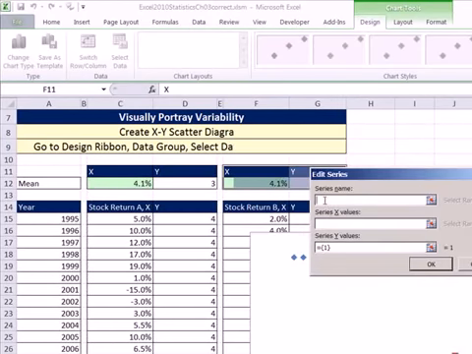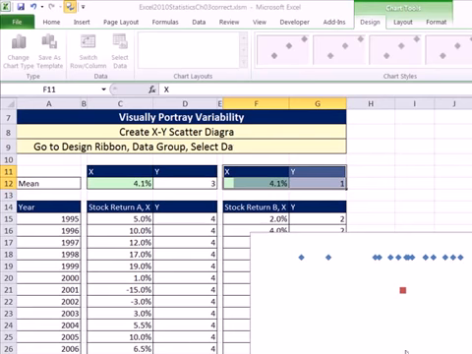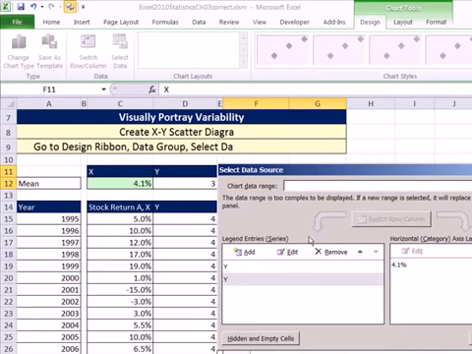I'm going to click Add, the series name. I'm going to add this mean there. The X value will be this. And the Y value, you've got to highlight that and delete it, and then click there. Click OK. You can sort of already see those two right there. Beautiful. Add.